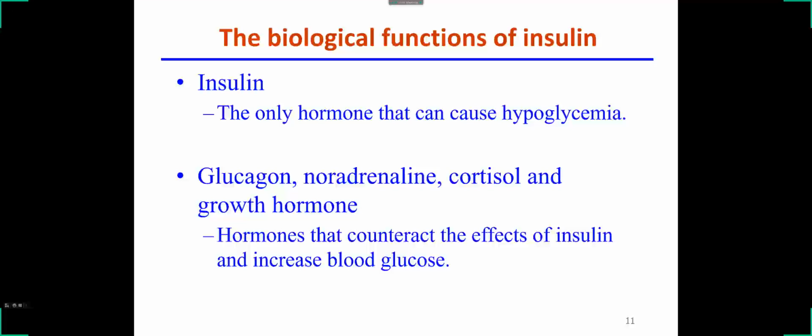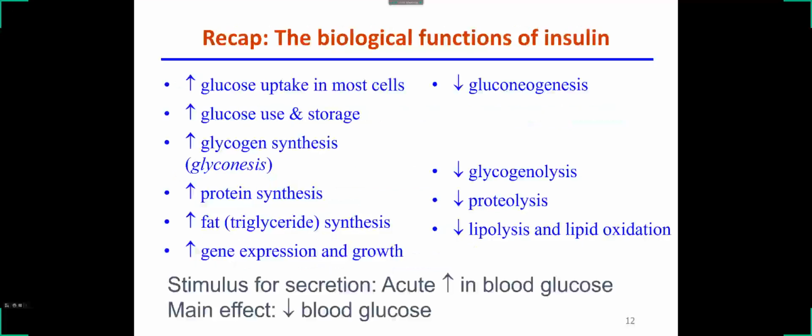So here are just a few: glucagon, noradrenaline, cortisol, and growth hormone. All of them are known hormones that counteract the effects of insulin and increase blood glucose. So this tells you, one, how important insulin is, two, how important it is to reduce hypoglycemia, and three, some of the mechanisms that we can use or exploit in terms of pharmacology to treat hypoglycemia.